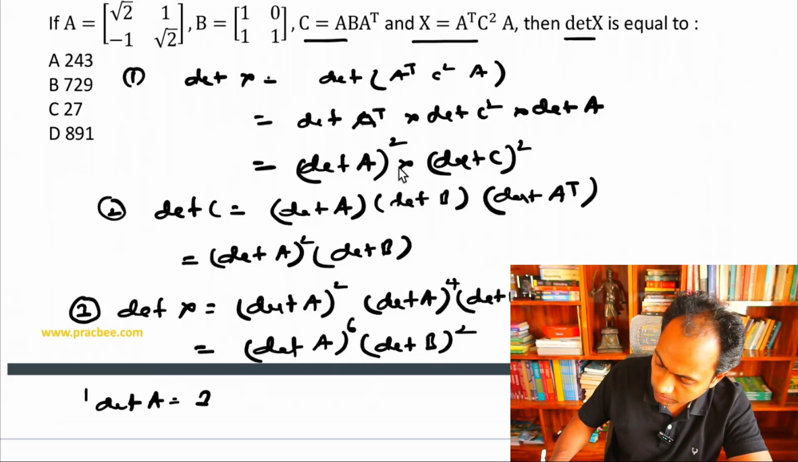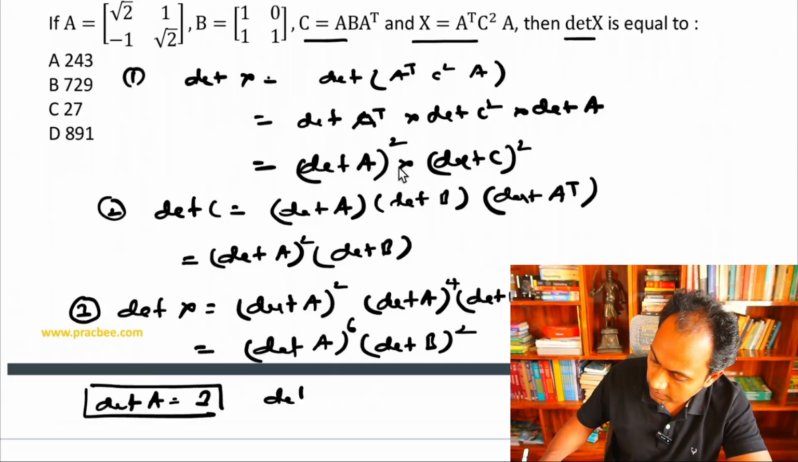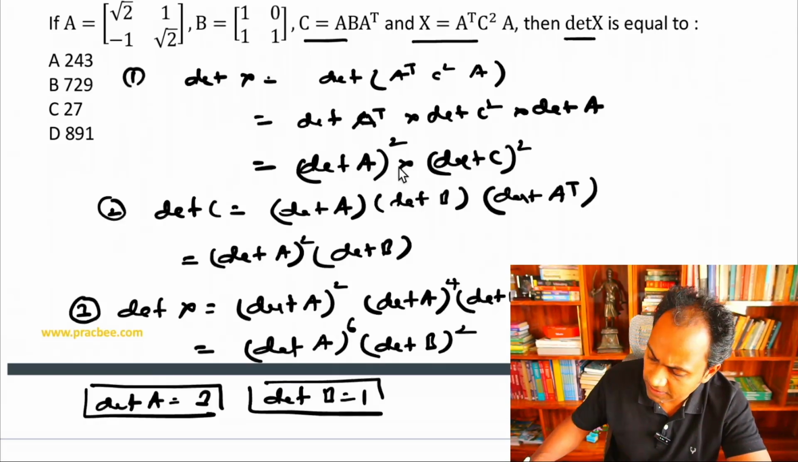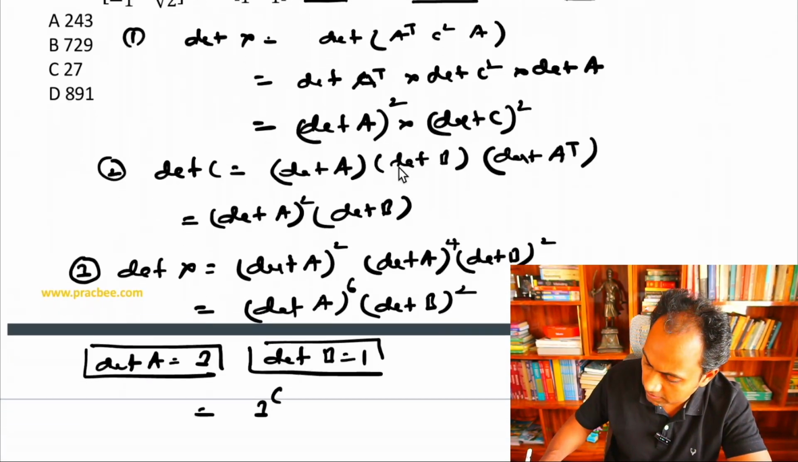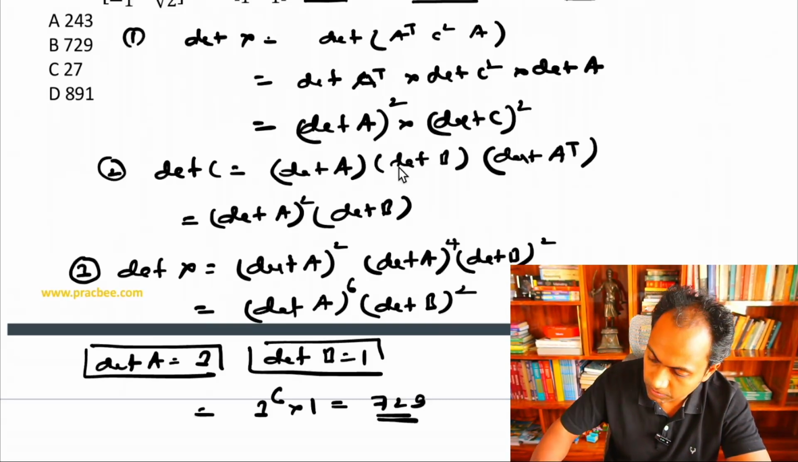If I go back to the question, you can see that here determinant of A value, if I open this, will come out to be 3, wherein the value of determinant of B will come out to be 1. If I substitute this value, this will become 3 raised to the power 6 into 1. That is nothing but 729. So option B comes out to be correct.